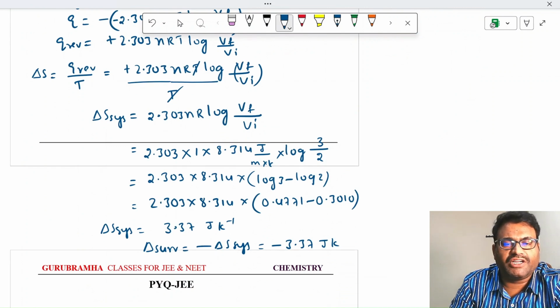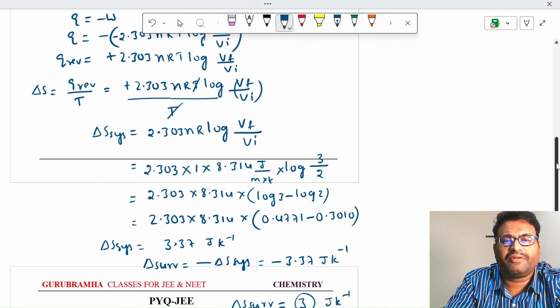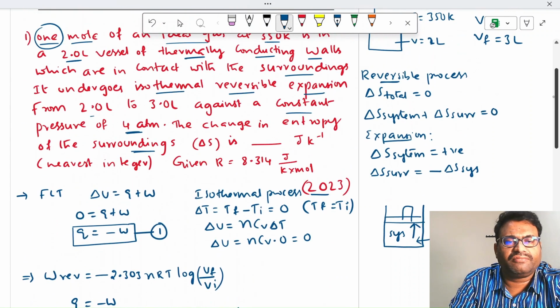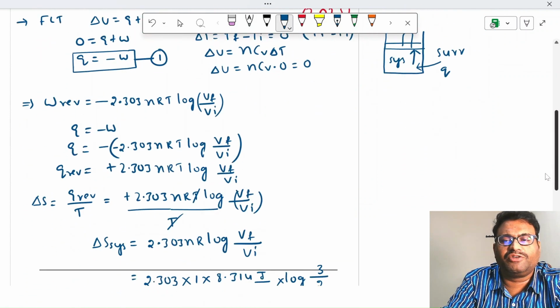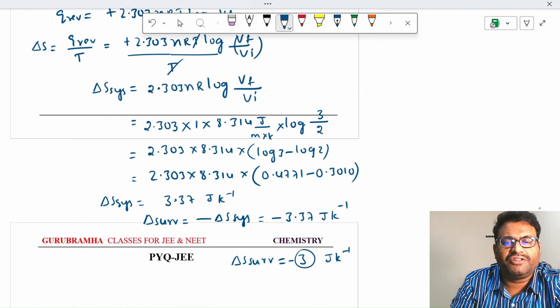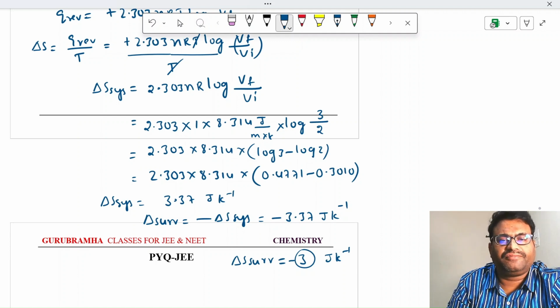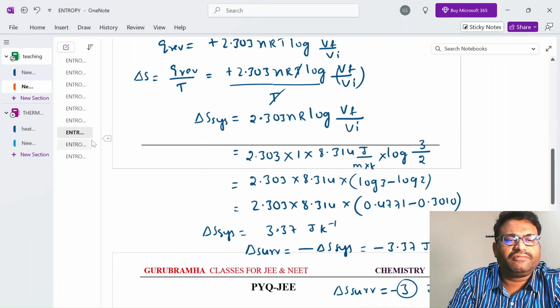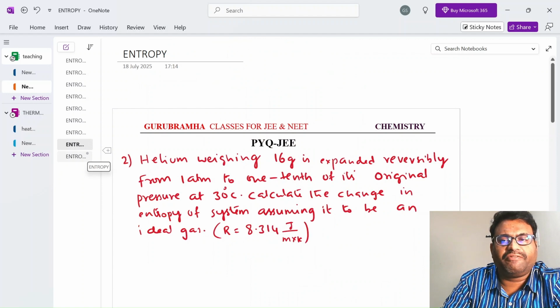As it is integer question, delta S surrounding will be equal to 3 joule per Kelvin. Okay. So what is the question asked? The change in entropy, delta S of the surrounding is 3. Okay, minus 3. If it is only magnitude, then we have to go for 3. Right? So let us see similar type of question.